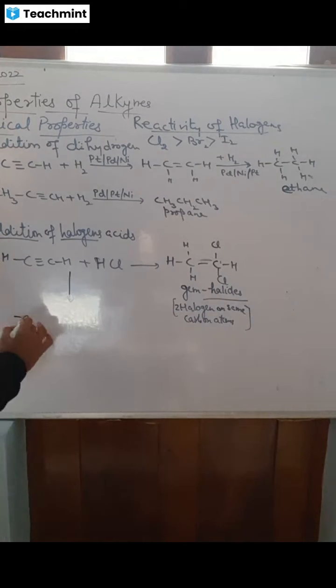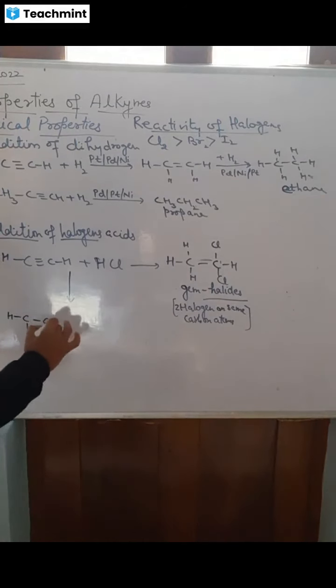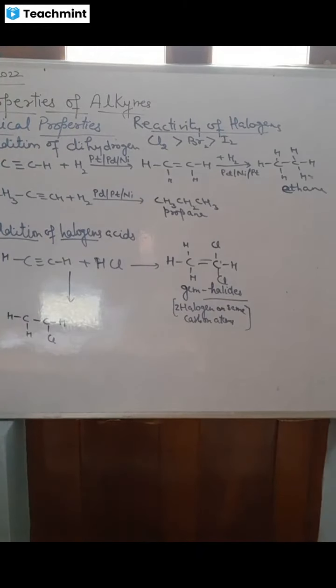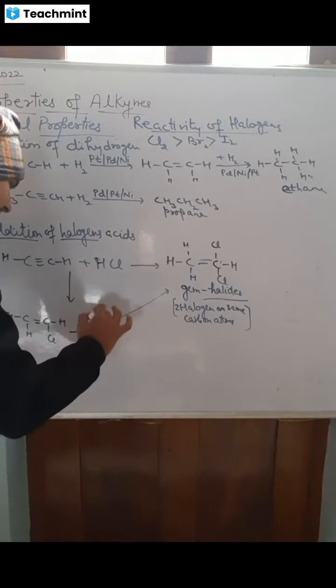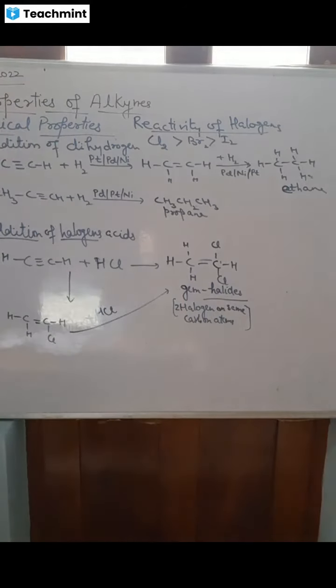First of all, this reaction starts like this: CH, H, single bond, Cl, and your H here. When you add HCl, it will form this structure. We have a double bond here, so your H moves to this side and Cl moves to this side. Now when we again provide HCl, this is your vinyl chloride.